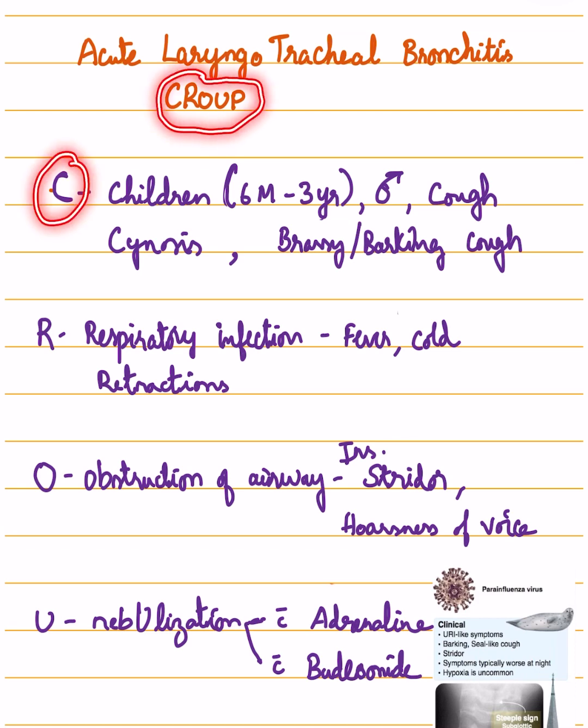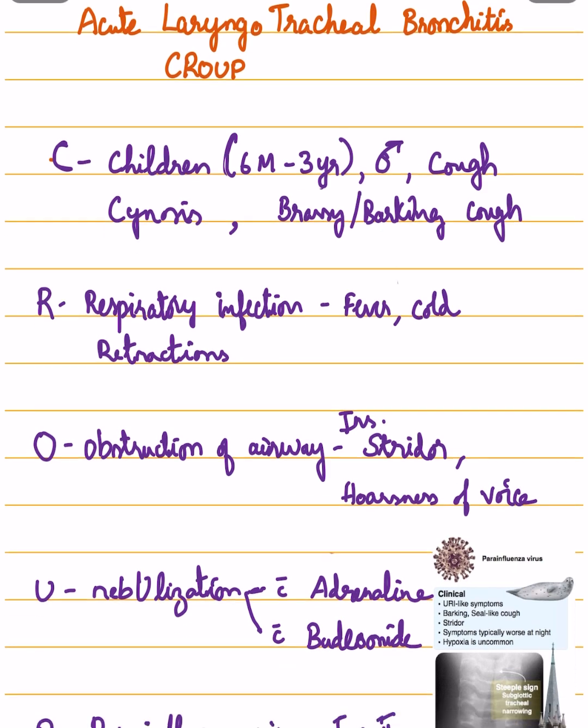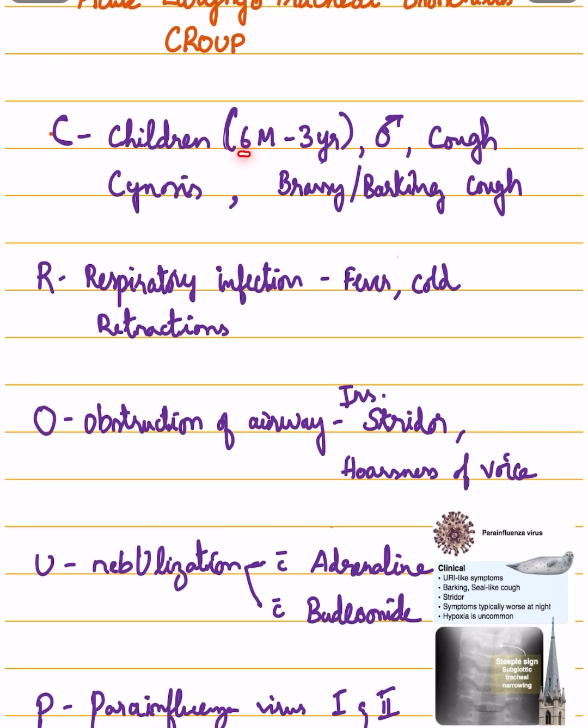Here C stands for children, that is, it is most commonly seen between the age group of 6 months to 3 years, with male predominance, and the child will be presenting with a cough, and more specifically it will be a barking or a brassy type of cough. Because of this respiratory tract obstruction, there will be hypoxia, so the child's skin may change to blue, which is also called cyanosis. And R stands for respiratory infection.